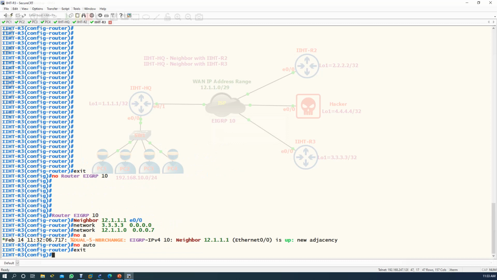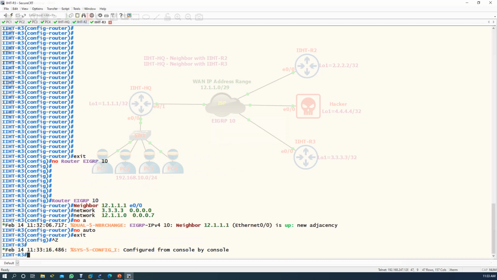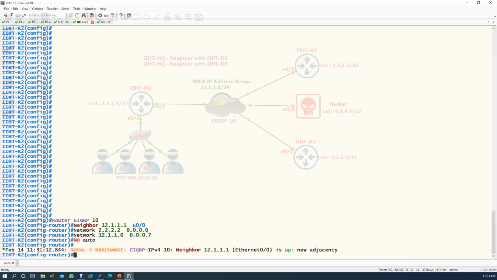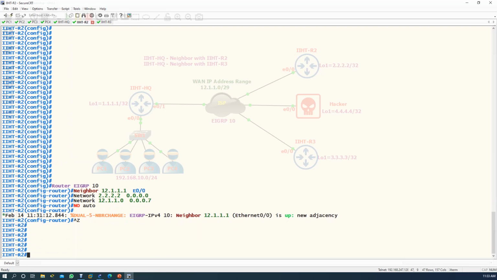Now what is the second problem? The second problem is when you configure like this. So this is the R2 router, right? This is another branch router.